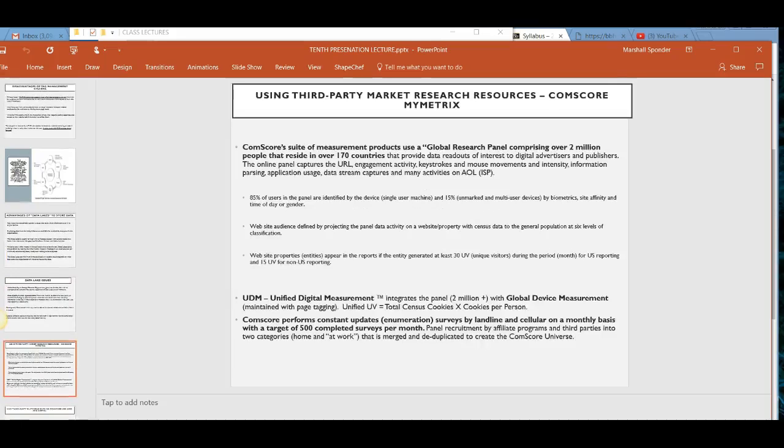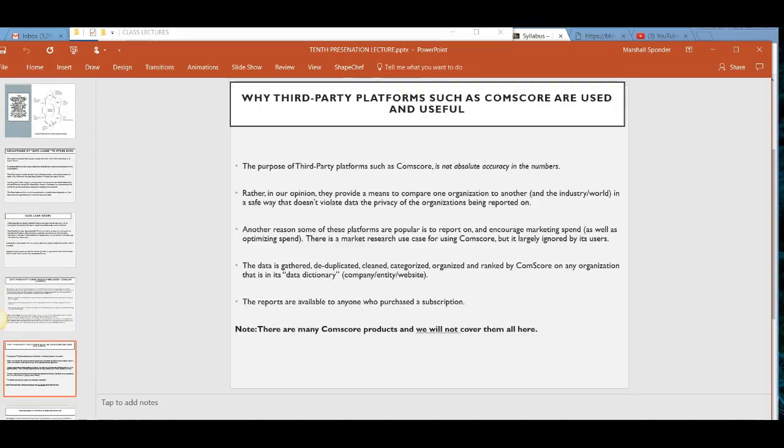ComScore has something we're going to look at this semester. It covers over 2 million panelists in 170 countries. It has a thing called UDM, Unified Digital Measurement. It's a panel, and they're able to identify people, not just cookies. They update that database regularly, and they get new panelists. And they're not really about accuracy of the numbers as much as making meaningful comparisons across companies and estimating online marketing spend. I think that's what ComScore is mainly used for, but it could be used for market research as well.